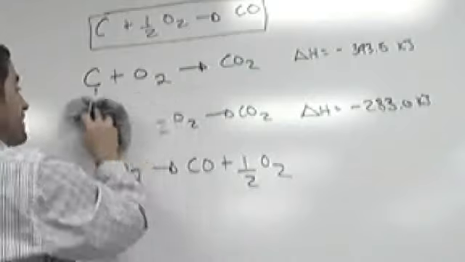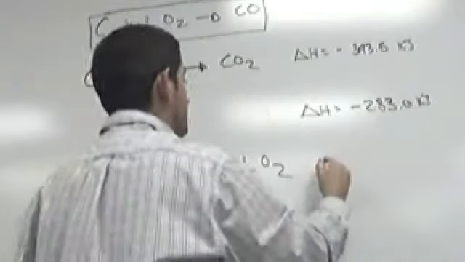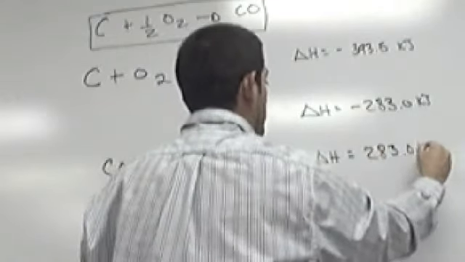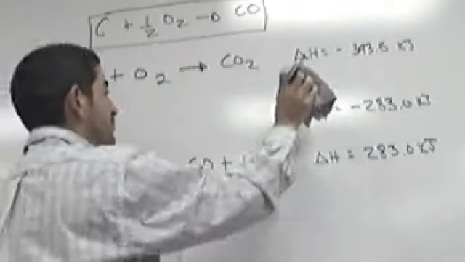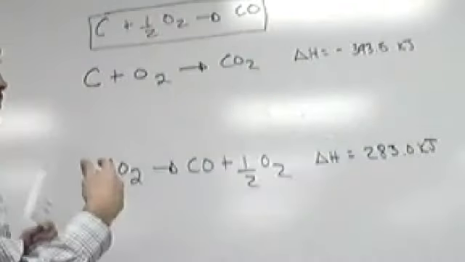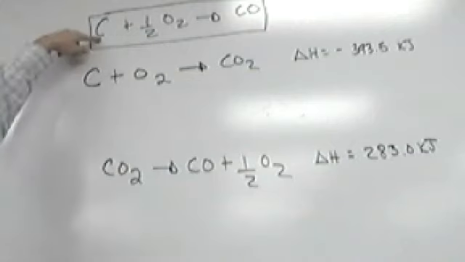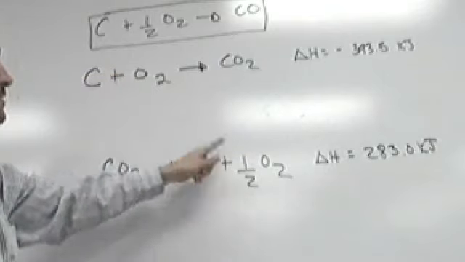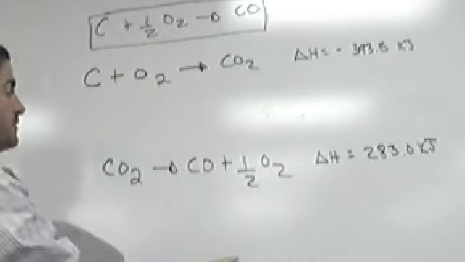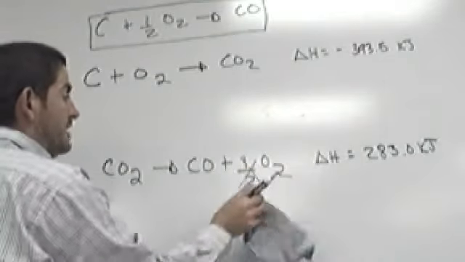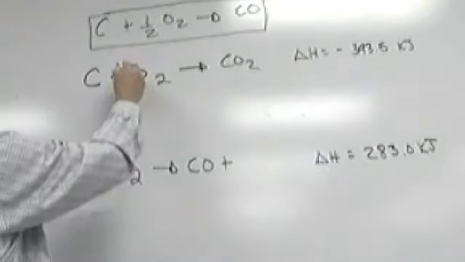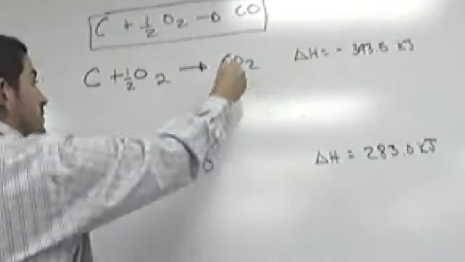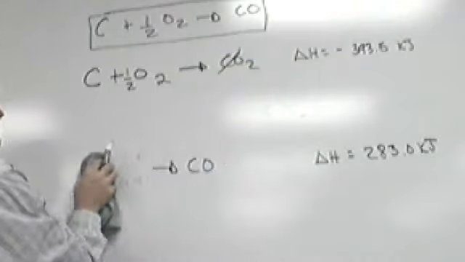Once I flipped it, I have to change the sign for the enthalpy. So it's the same number, but now it's positive 283.0 kilojoules because I flipped it and reversed it. Now, we want to see if everything's going to work out. I've got carbon, 1 mole on each side. I've got O2 here, but I have a 1/2 mole of O2. They're kind of like terms on both sides. This 1/2 O2 will cancel out on this side, leaving only 1/2 on this side. The CO2s are common factors over here, so they cancel out completely from the reaction.